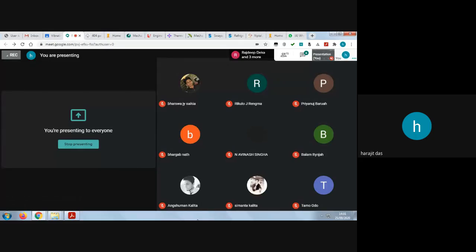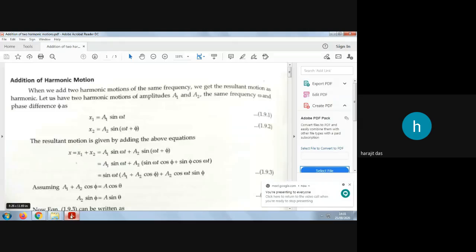Motions. So for that, I have taken some photographs directly from the book, and I want to share those concepts. Okay, here is the heading, that is addition of harmonic motion.